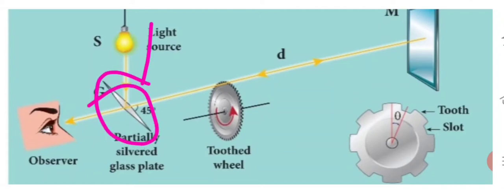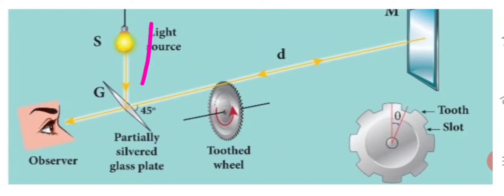Here there is a source of light. The light is falling on a partially silvered glass plate. Actually the glass plate looks like this only, in this shape. When we are viewing from this side, it looks like a rhombus. So from the light source, the light is falling on the partially silvered glass plate at an angle of 45 degree.